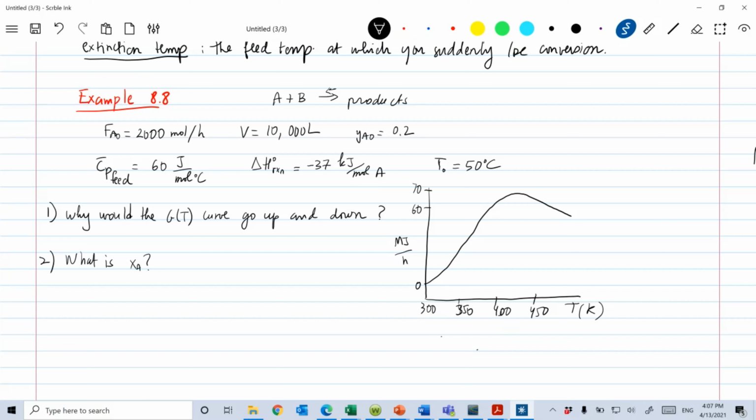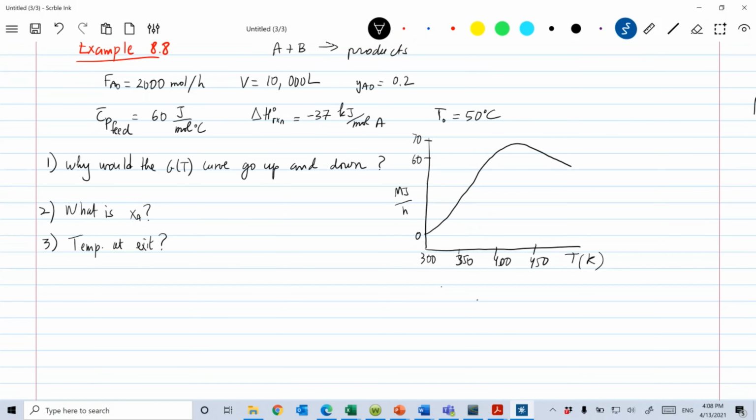The third question is also related. What is the temperature at the exit? Both questions have to be answered at the same time because you're going to do it graphically. The one thing you need to do is plot your R of T curve. So it's really that simple in the end.